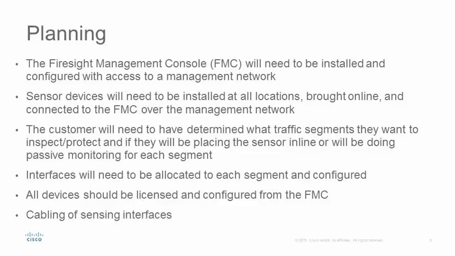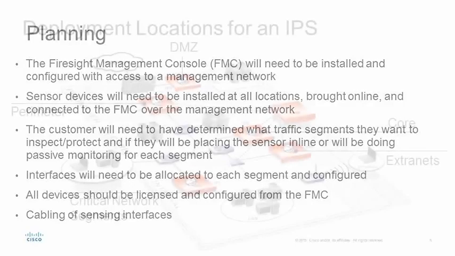Customers are going to need to have determined in advance what traffic segments they want to inspect and protect, and if they will be placing these sensors in line or will they be doing passive monitoring only. Interfaces will need to be allocated to each segment and configured. All devices should be licensed and configured from Firesight Management Center. And of course, you must cable all of your sensing interfaces.